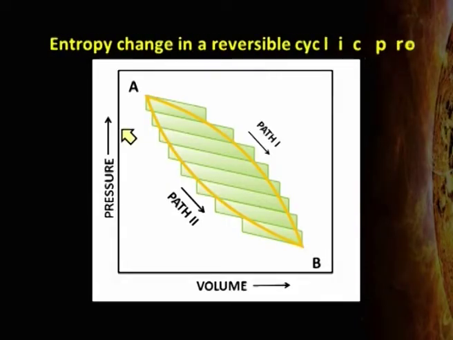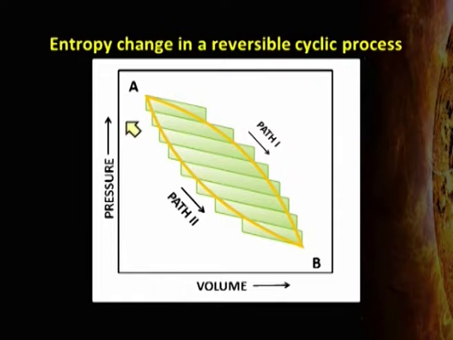Consider a cyclic process in which the change from the state A to state B and back to the state A is carried out reversibly. The path A, B, A may be considered to comprise a number of Carnot cycles, that is, a series of isothermals and adiabatics as shown in this figure.